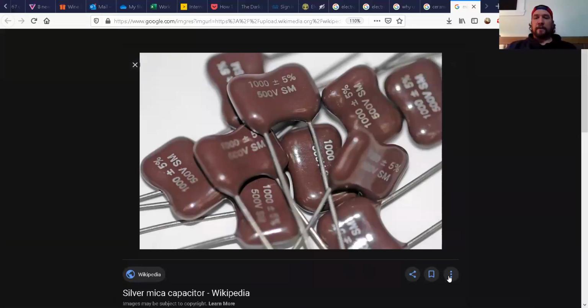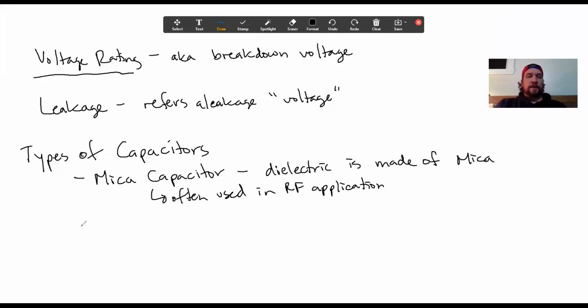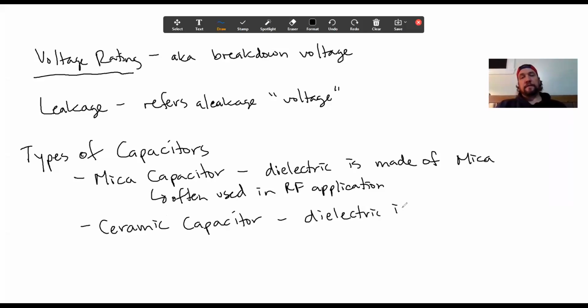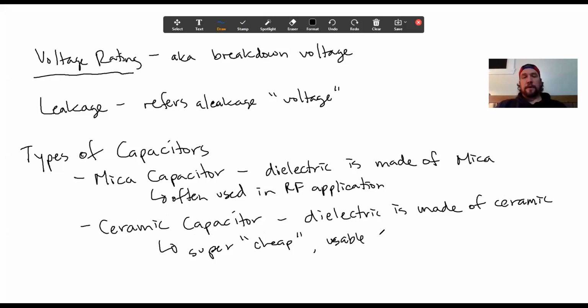The other one that we also talk about is the ceramic capacitor. And you guessed it, the dielectric is made of ceramic. And these are super cheap. Well, I'll call it, in quotations, cheap. They're the most prolific, usable in many applications.